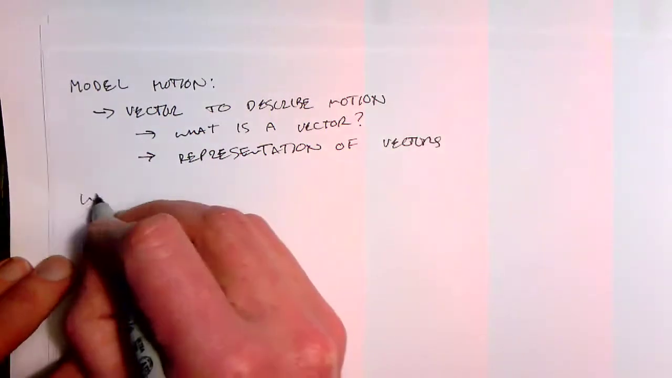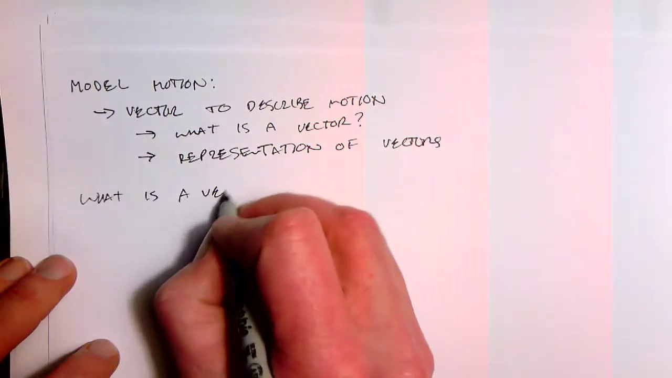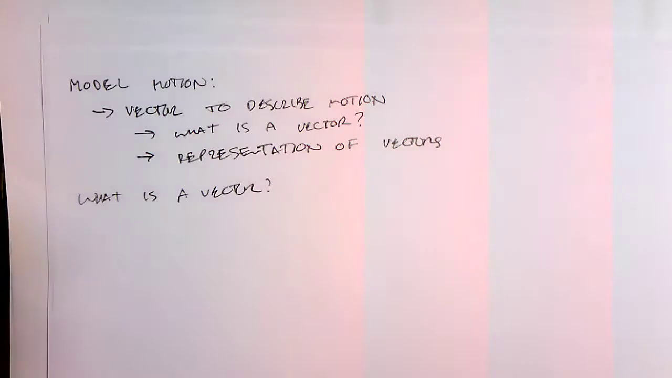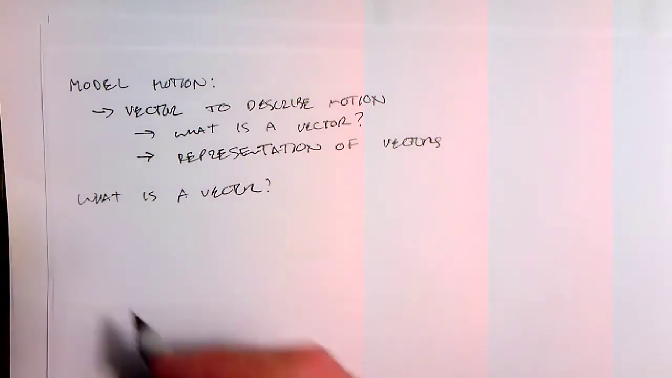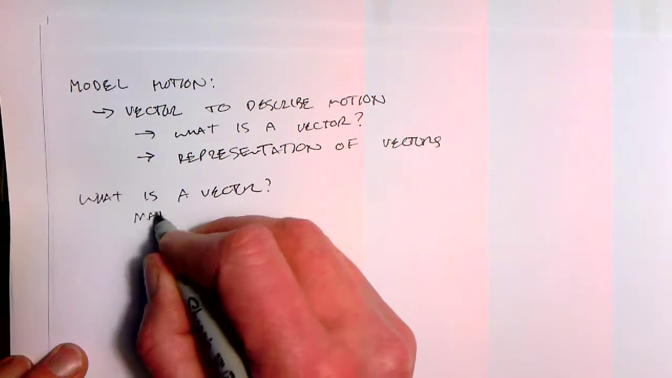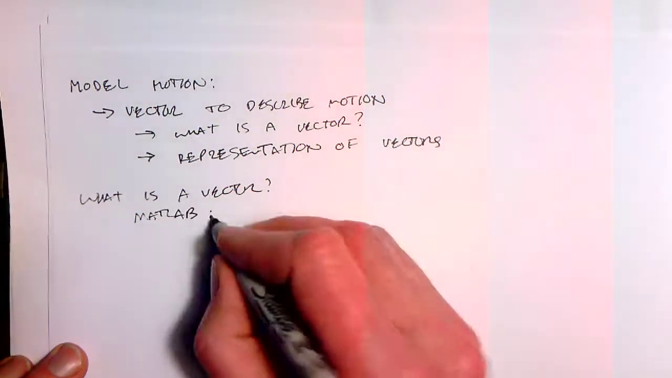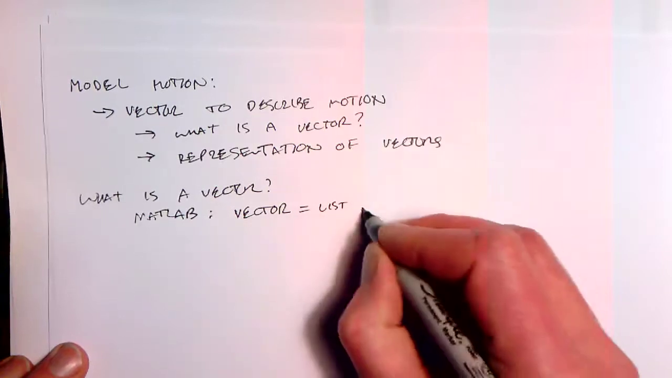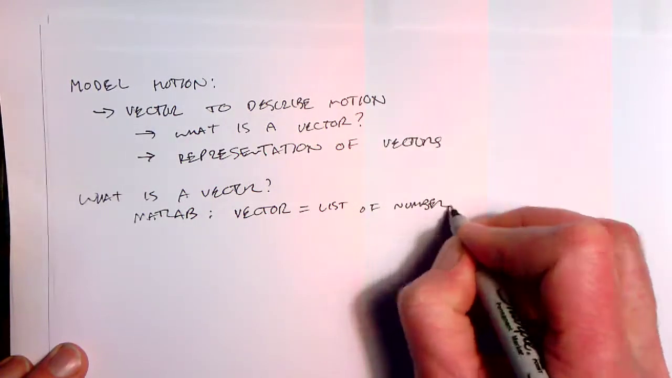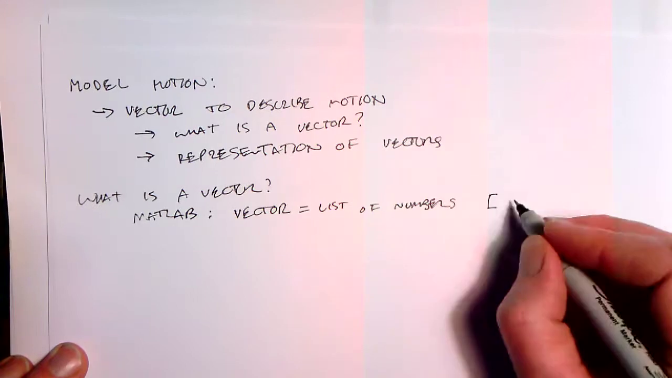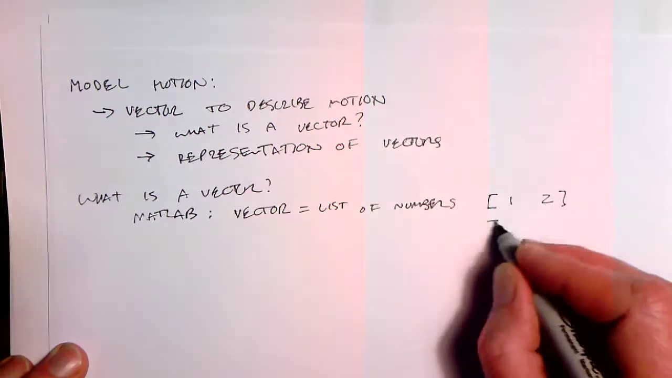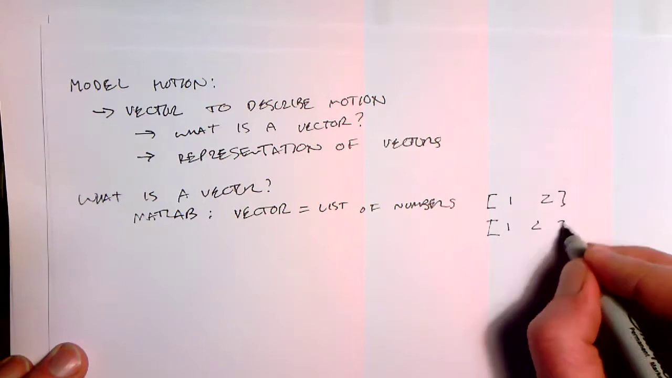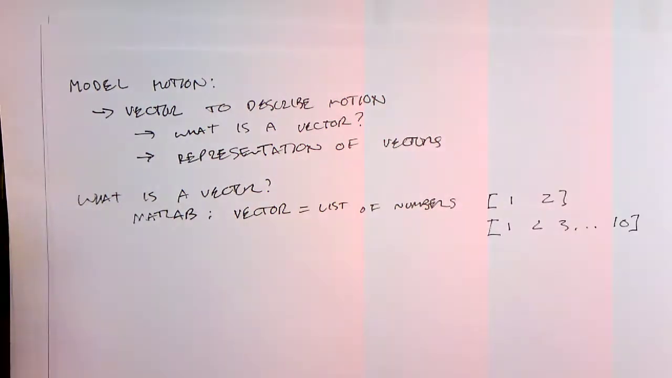So if we talk about what is a vector, well, you can answer that question from a couple of perspectives. One perspective to answer it from is, of course, from the MATLAB perspective, right? So you've dealt with MATLAB last semester, and from a MATLAB perspective, all a vector is a list of numbers. So you might have a vector that has 2 elements, 1 and 2, or you might have a vector that had 10 elements, 1, 2, 3, up to 10, right? It's just some list of numbers. It's a one-dimensional matrix in MATLAB.